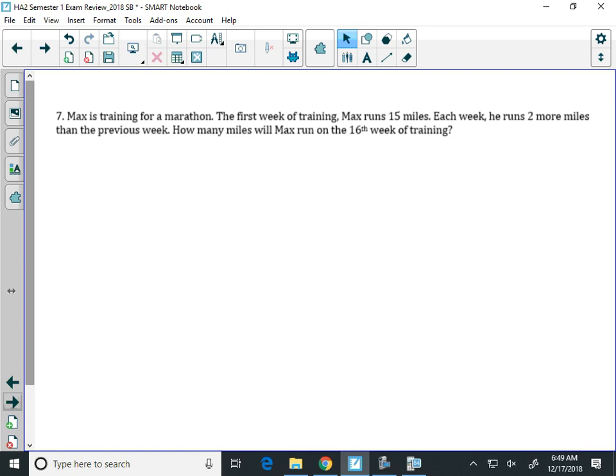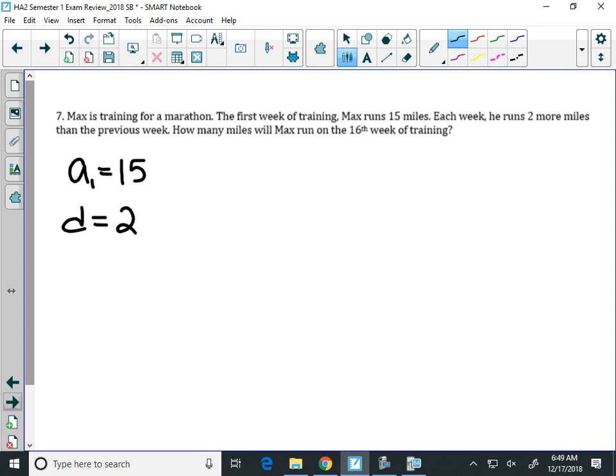Max is training for a marathon. It says the first week of training, so that would be a sub 1, he runs 15 miles. Each week he runs 2 more. Well, if he's running 2 more than the previous week, that means that we have a common difference of 2. How many miles will he run his 16th week?